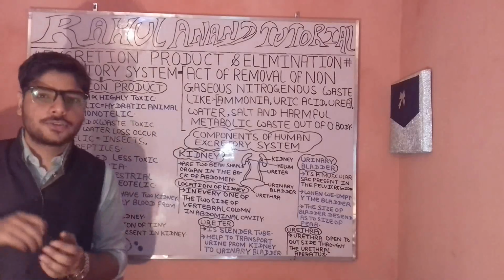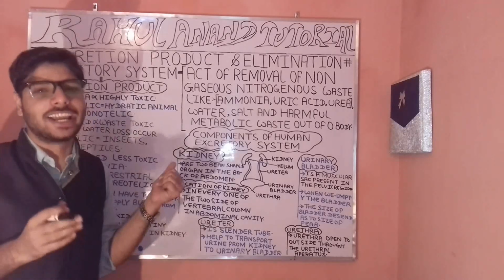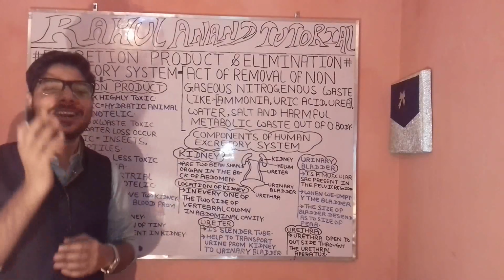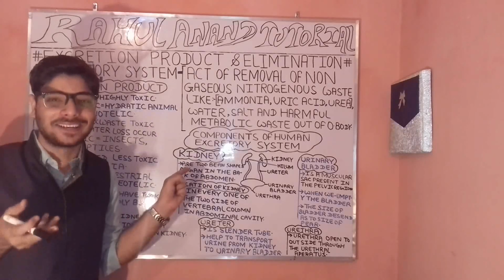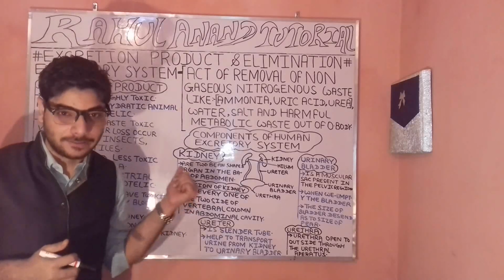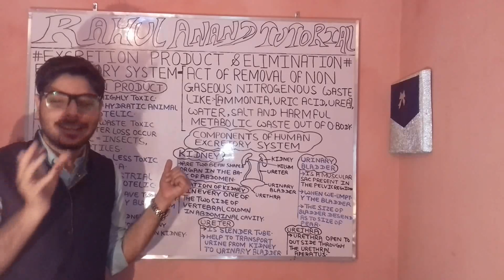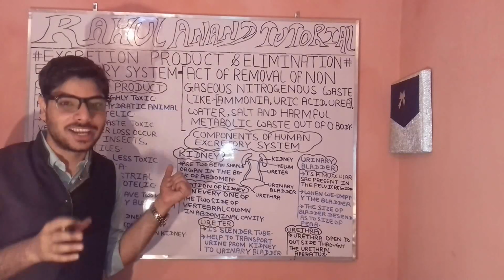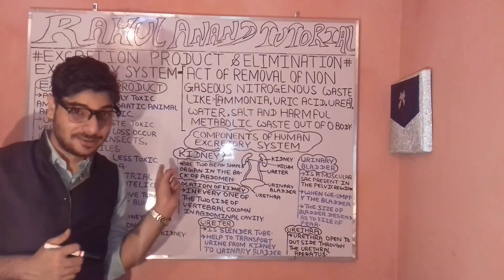Now let's understand the second one, uric acid. It is known as a less toxic waste. In this case, very little water loss occurs. The organisms coming under the excretory mechanism of uric acid are called uricotelic. Fine.